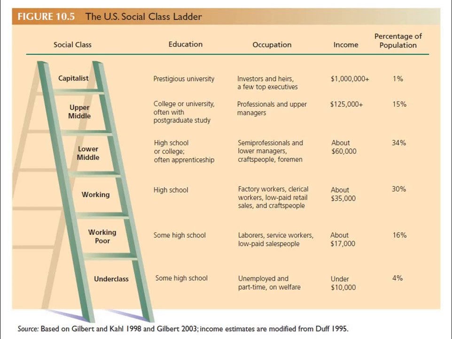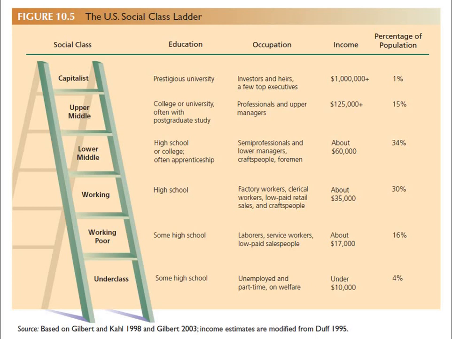Right? At the top of the class hierarchy are what this textbook calls the capitalist class. You hear this election season, you've heard all kinds of people talk about the 1%. Well, these are the 1%. The capitalist class are corporate CEOs, hedge fund managers, owners of large business enterprises, people whose income hovers around $1 million a year.